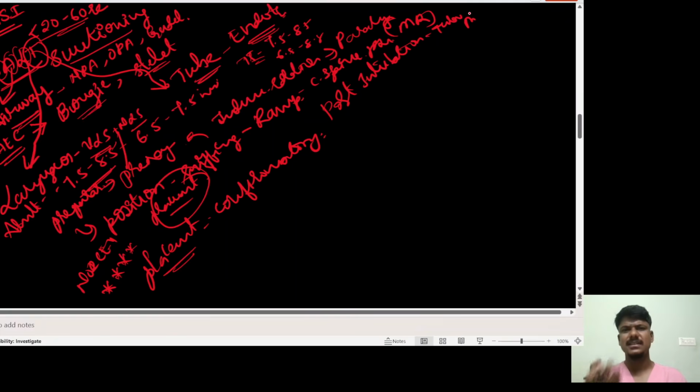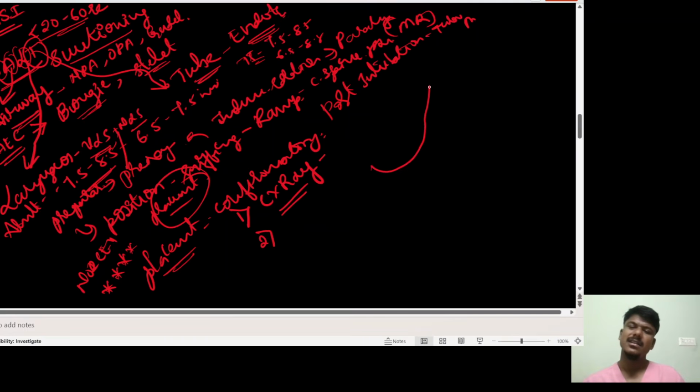According to the situation, I'll tell you it goes on priority. First, you have the option called chest X-ray. Next, how will you confirm on chest X-ray? If you see the ET tube, it will look more or less like this.